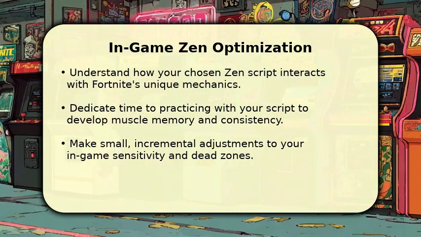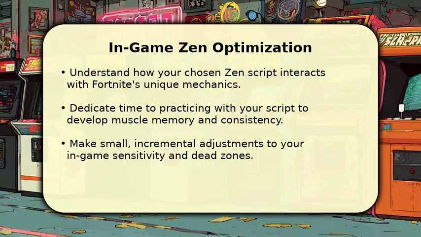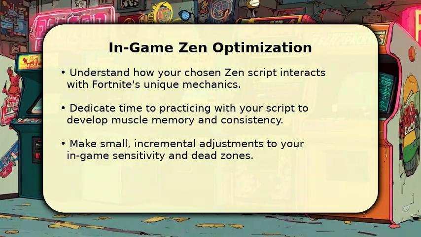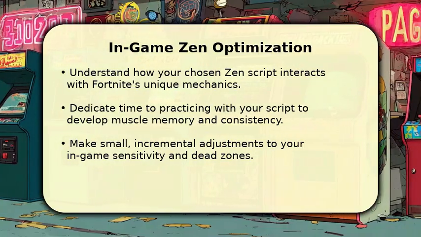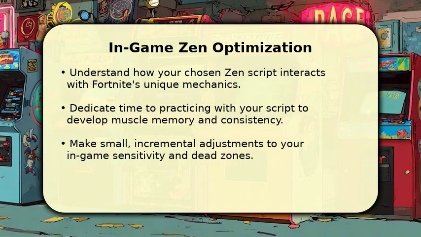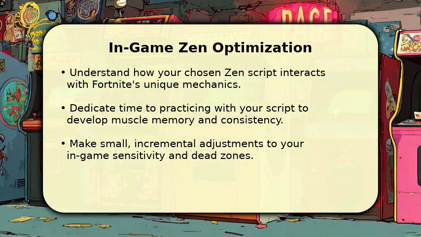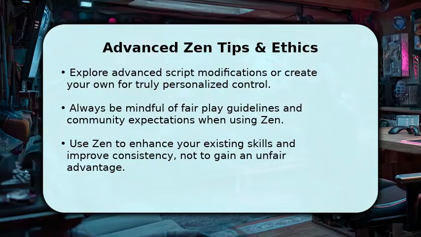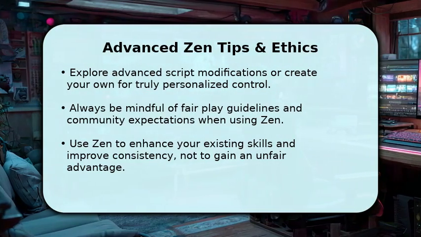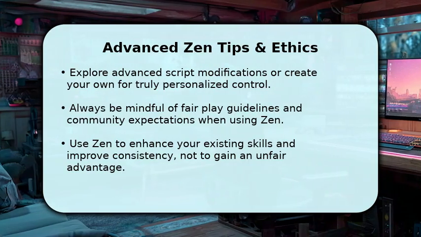Make small, incremental adjustments to your in-game sensitivity and dead zones to achieve optimal responsiveness. Focus on maintaining consistent aim and fluid movement, letting the script augment your natural abilities rather than replace them entirely for peak performance. For advanced users, explore modifying existing scripts or even creating your own for truly personalized control.